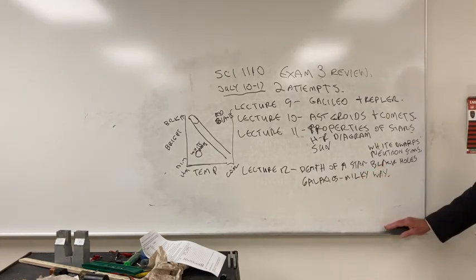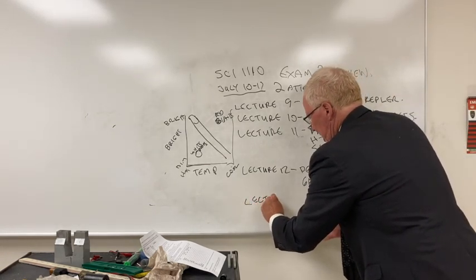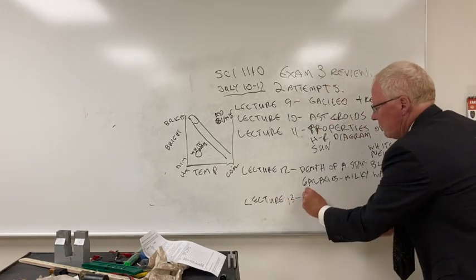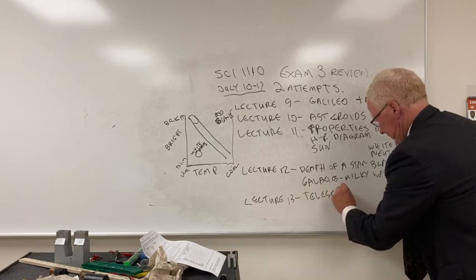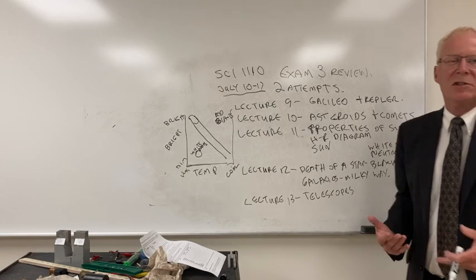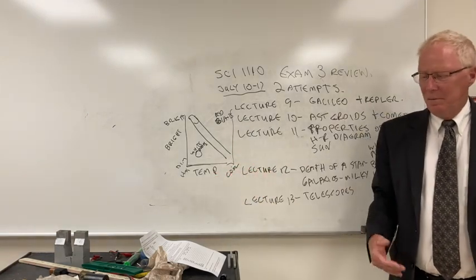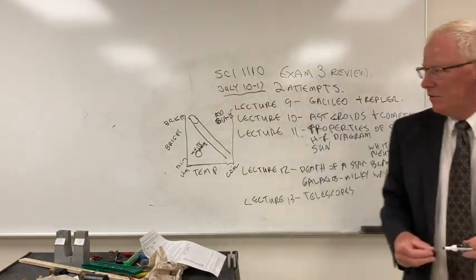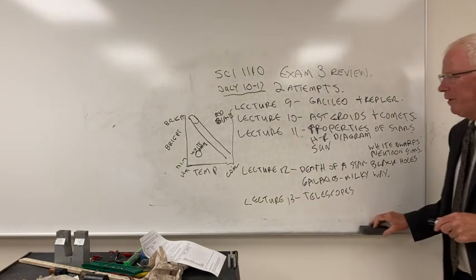Okay. And then lecture 13 is on properties of telescopes. Including small reflectors, refractors, what the biggest type of telescopes are, what a telescope does, and such. So those are the chapters for exam 3.